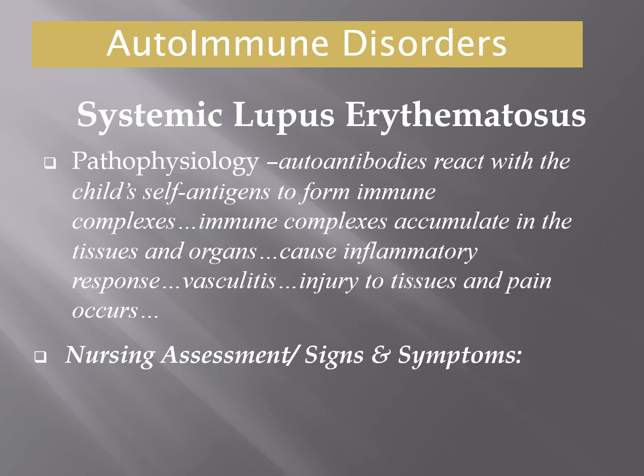And in adolescence, it's 9 to 1. So it's not likely to see this in males after adolescence. Systemic lupus erythematosus is more commonly diagnosed in African Americans and Hispanics, and they have more severe effects from the disease. So this is an inflammatory response that leads to vasculitis, which leads to injury to the tissues and pain.